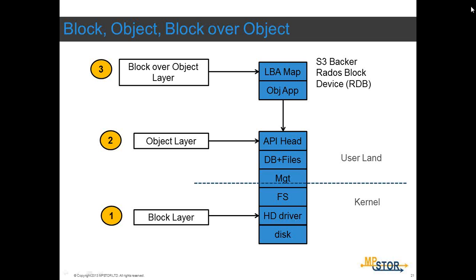So the first point is the semantics of block over object. The semantics are that accessing a low-level block device is always going to be much faster than accessing over an object store. Now, that is absolutely true, but in a good many cases, or in some use cases, that overhead may be insignificant.